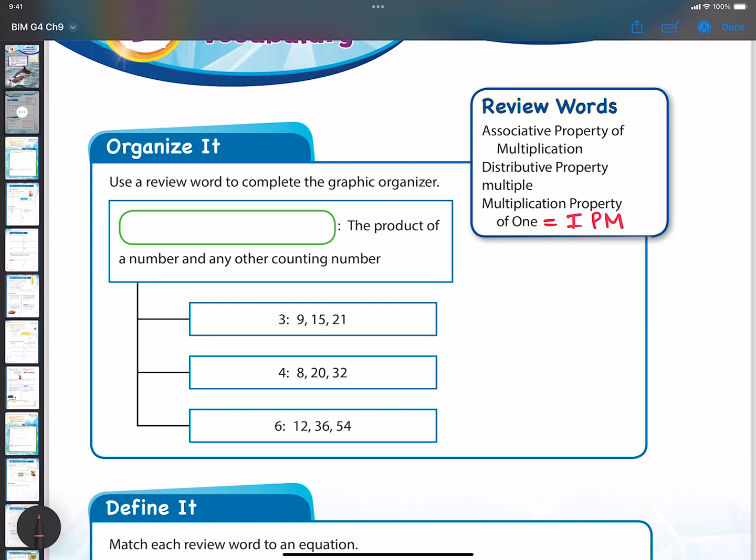So the definition is what? The product of a number and any other counting number. Look at this: 3, 9, 15, 21. These 9, 15, 21 are the multiples of 3, right? And 8, 20, 32 are also multiples of 4. And 12, 36, 54 are also multiples of 6. So the word is multiple.